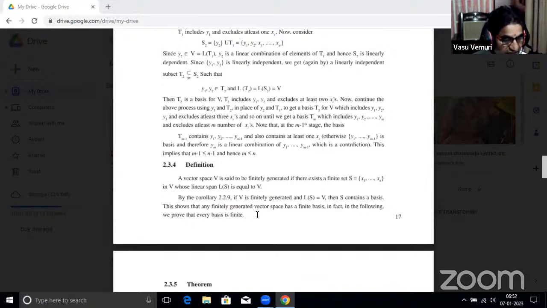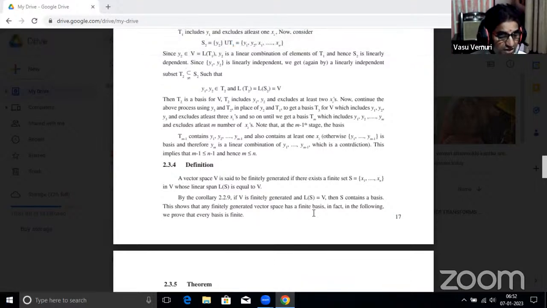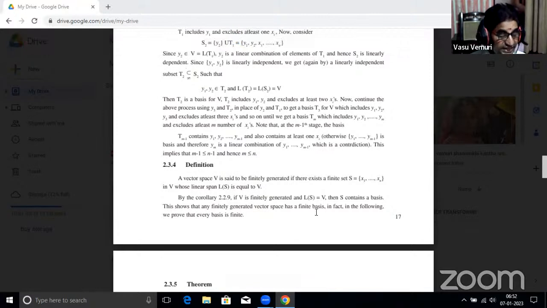This shows that any finitely generated vector space has a finite basis. Very important theorem. This is also one of the fill in the blanks, multiple choice, or match the following questions. A finitely generated vector space has a finite basis. What is finitely generated? If there is a finite set in V whose linear span is equal to the vector space.